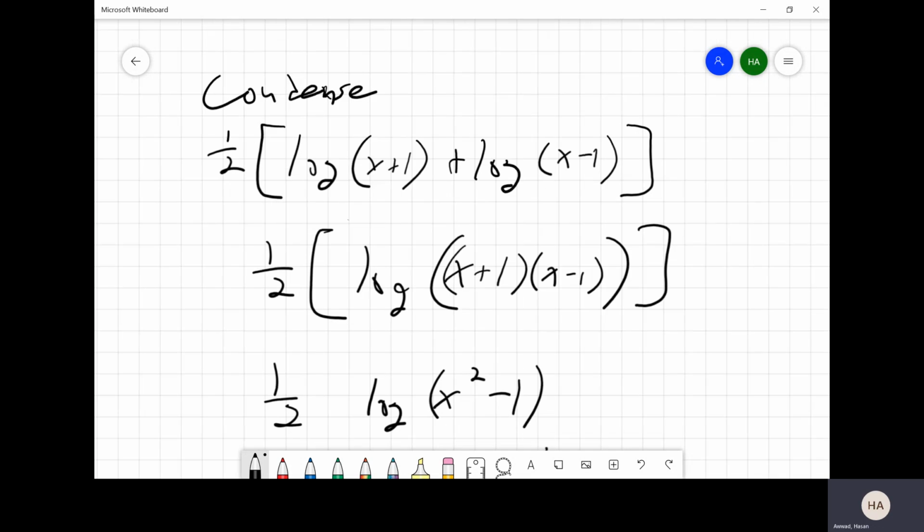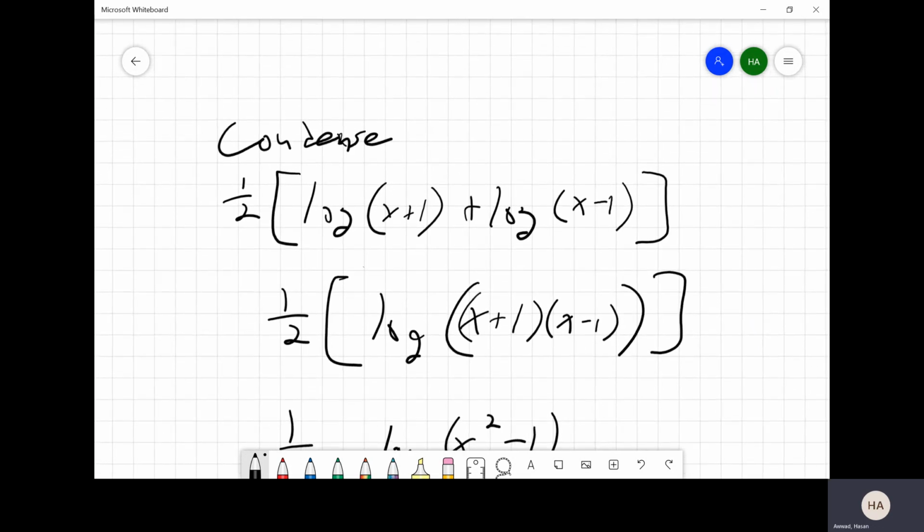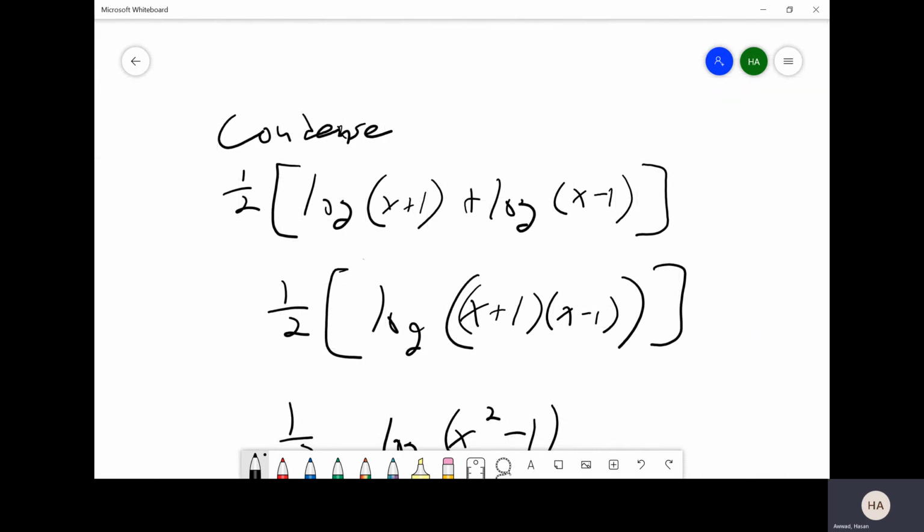So again, just to quickly review what we did, if I want to condense, I'm taking two logarithms and smushing them into one logarithm, keeping the base the same. I then multiply them together because they were being added, right? If they were being subtracted, if this addition were instead a subtraction, then your two pieces would be divided, right? Your first logarithm would be your numerator, your second would be your denominator, the values of them.